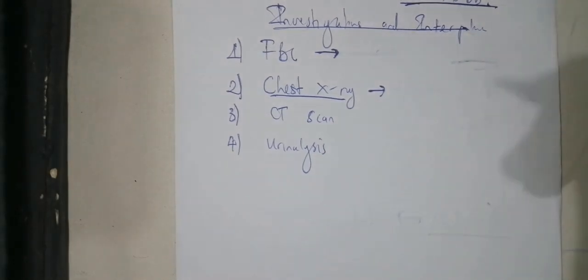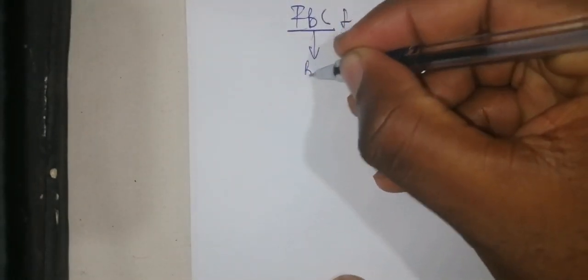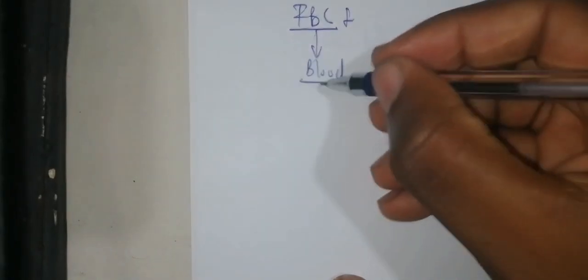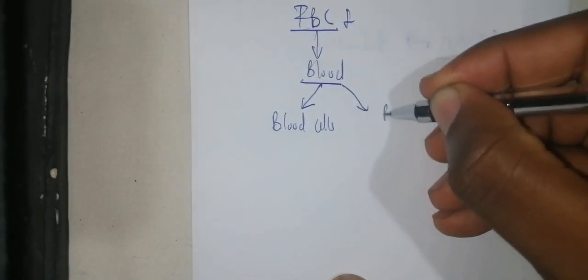So yeah, there are many investigations that can be interpreted in medicine. There are just many. Basically, we are going to start with full blood count investigation and interpretation. The full blood count is there to assess the general state of the blood. Generally, you need to know that blood is made up of two major aspects: the blood cells and the blood plasma.